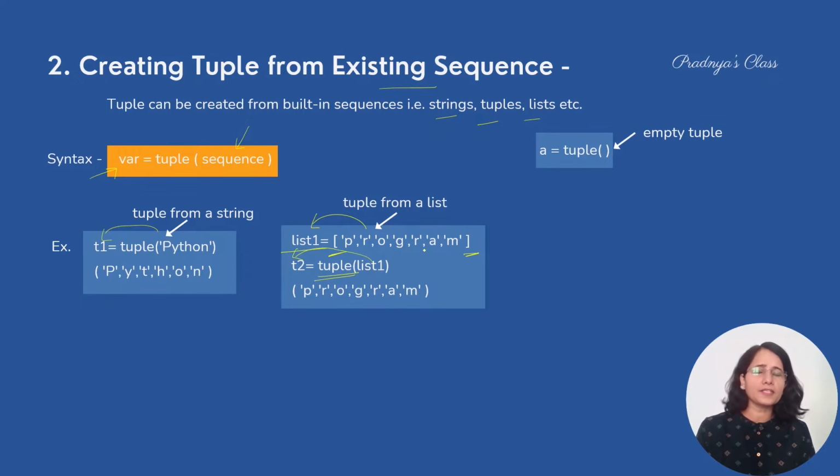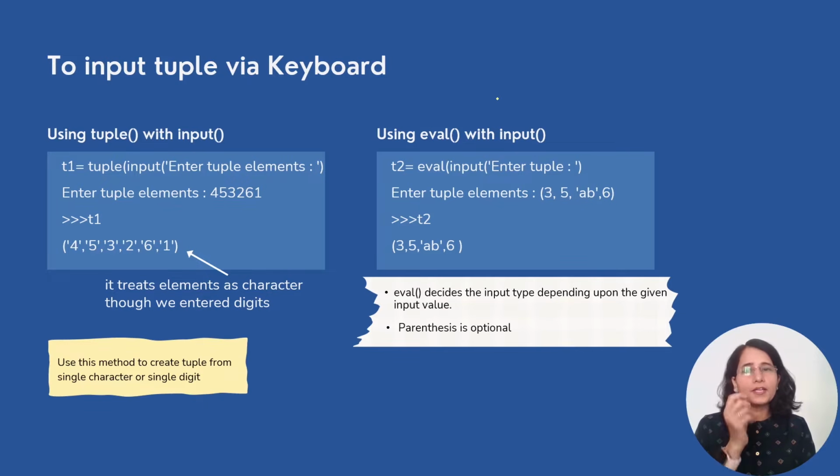We studied how to create tuples by initializing the values, but there is one more way we can create a tuple, that is, we can take input from the keyboard. You know, to take input through the keyboard we use the input function. But to take input for a tuple, we need some arrangement. So we can use this tuple method along with the input function. So this is our input which will get stored in T1, and when we try to print, we get this output.